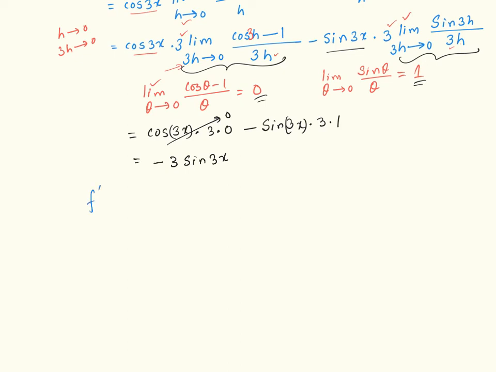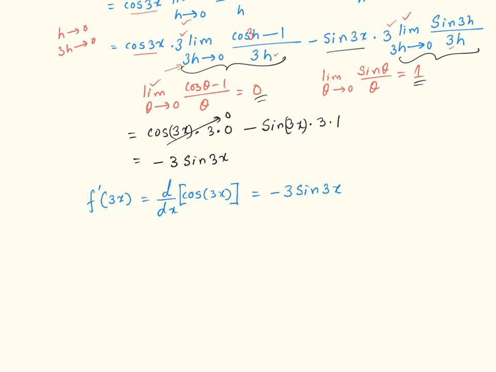F prime of 3x is going to be technically d over dx of cosine of 3x, which is equal to negative 3 sine of 3x. That's what it is. So this is what the final derivative is. And we have used the definition of derivative to find the derivative of cosine of 3x.